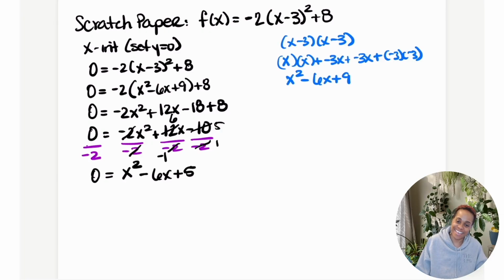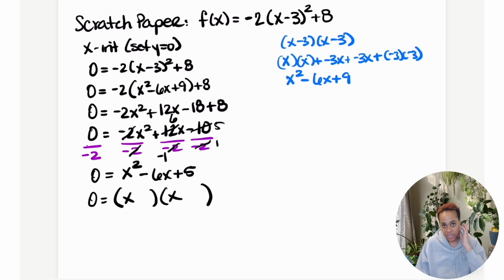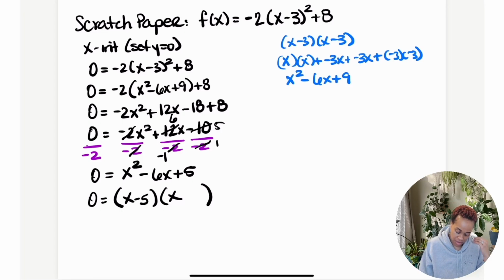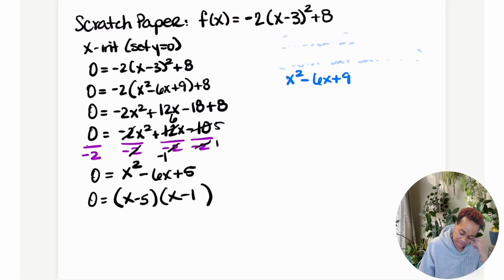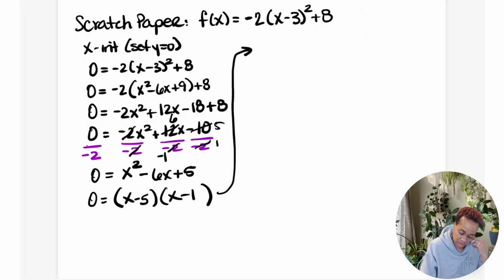Now we got to factor that, because we need the x-intercepts, right? So when we factor that, if you remember factoring, do you know what two numbers we're going to have? Yeah, x minus 5, x minus 1. Very good. So are we done? Nope. Now we got to set them equal to 0 so we can finish getting our x-intercept points, right? So then we have x minus 5 equal to 0, and then we have x minus 1 is equal to 0, okay?